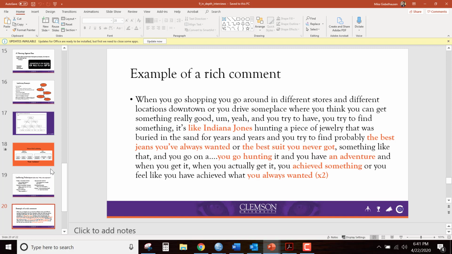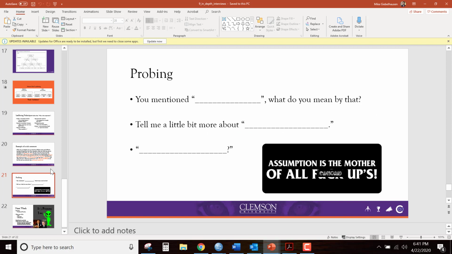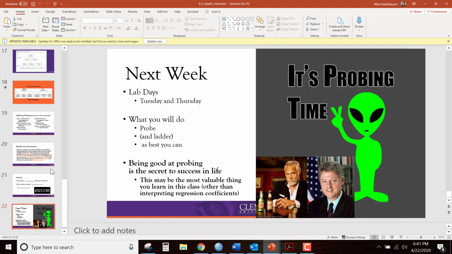Rich comments, again, anytime we see a simile, anytime people repeat something, anytime people start to say, well, it's like this, that's when they're really digging and getting at those schemas. Probing, we know what probing is because hopefully you had a chance to practice it a lot.